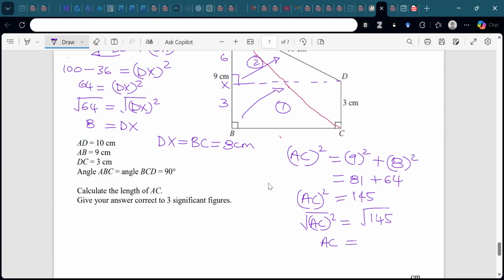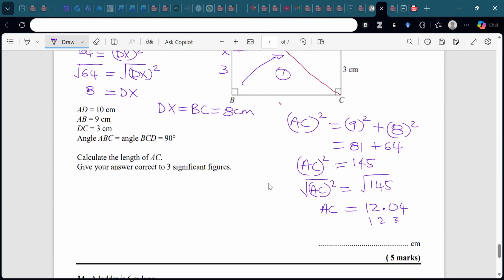So that means AC is equal to 12 point. It says to three significant figures. So to two decimal places, it is 12.04. So you have 1, 2, 3. This is the third significant figure. This 0 is significant because it falls between two non-zero digits. So that means AC is going to be equal to 12.0, or just basically 12.